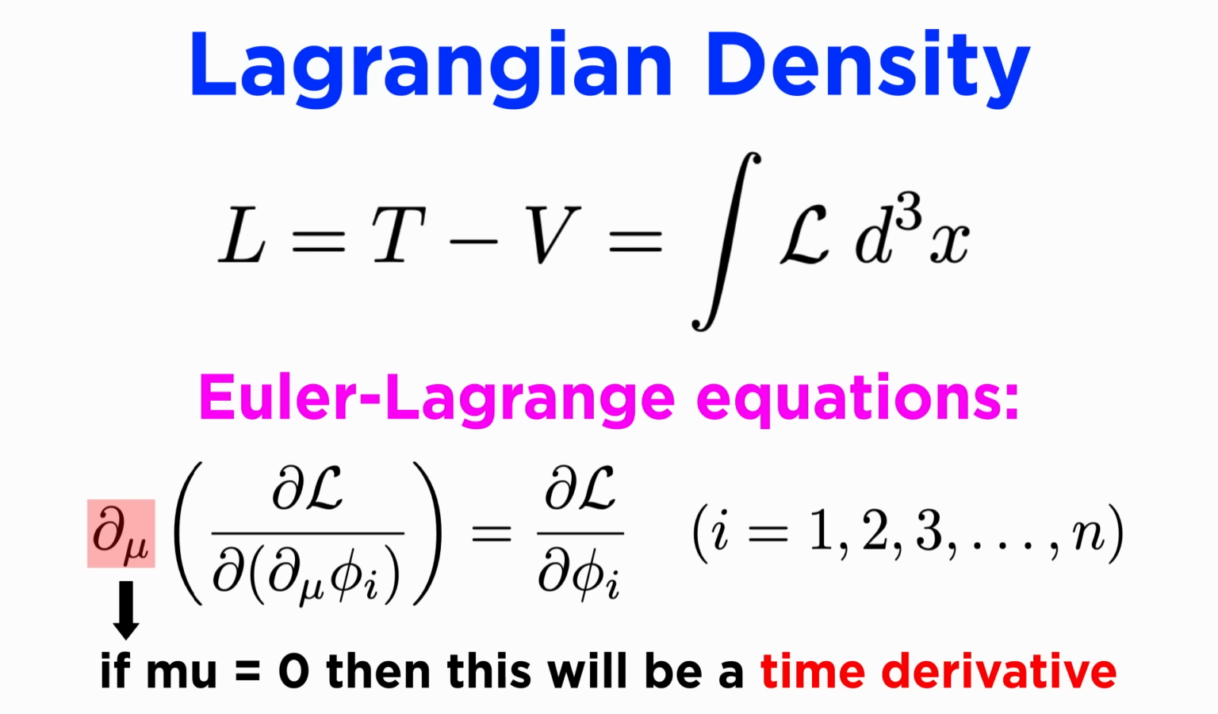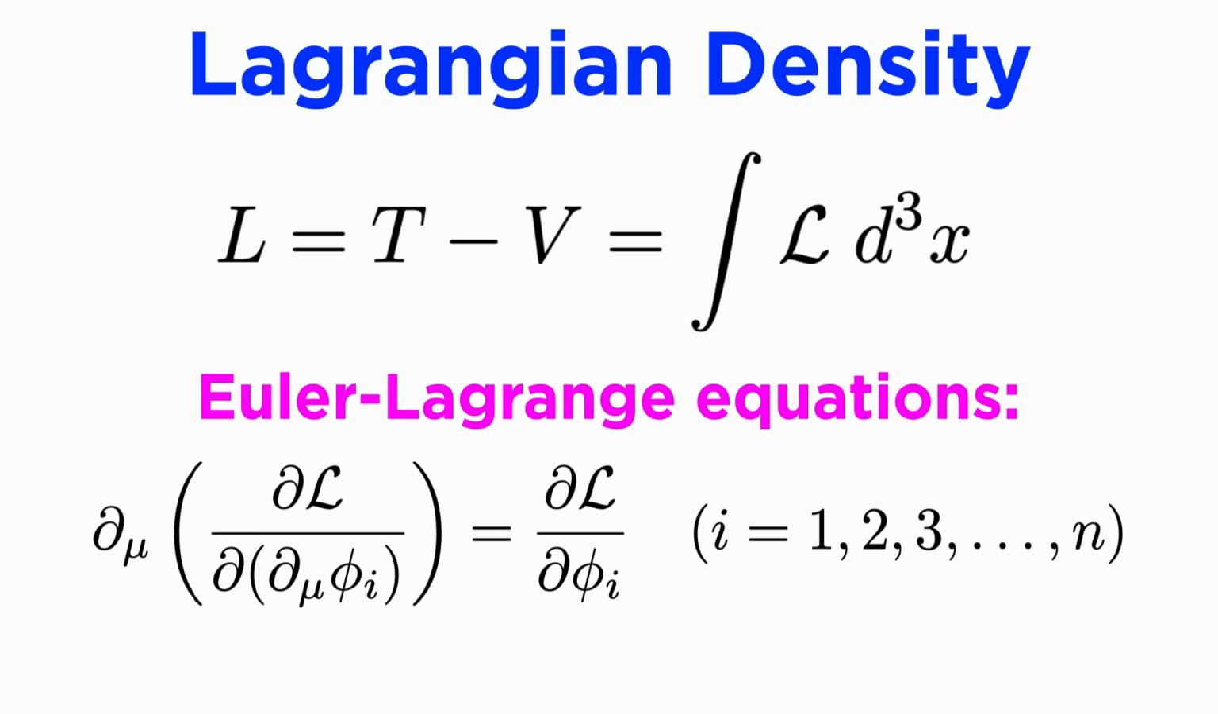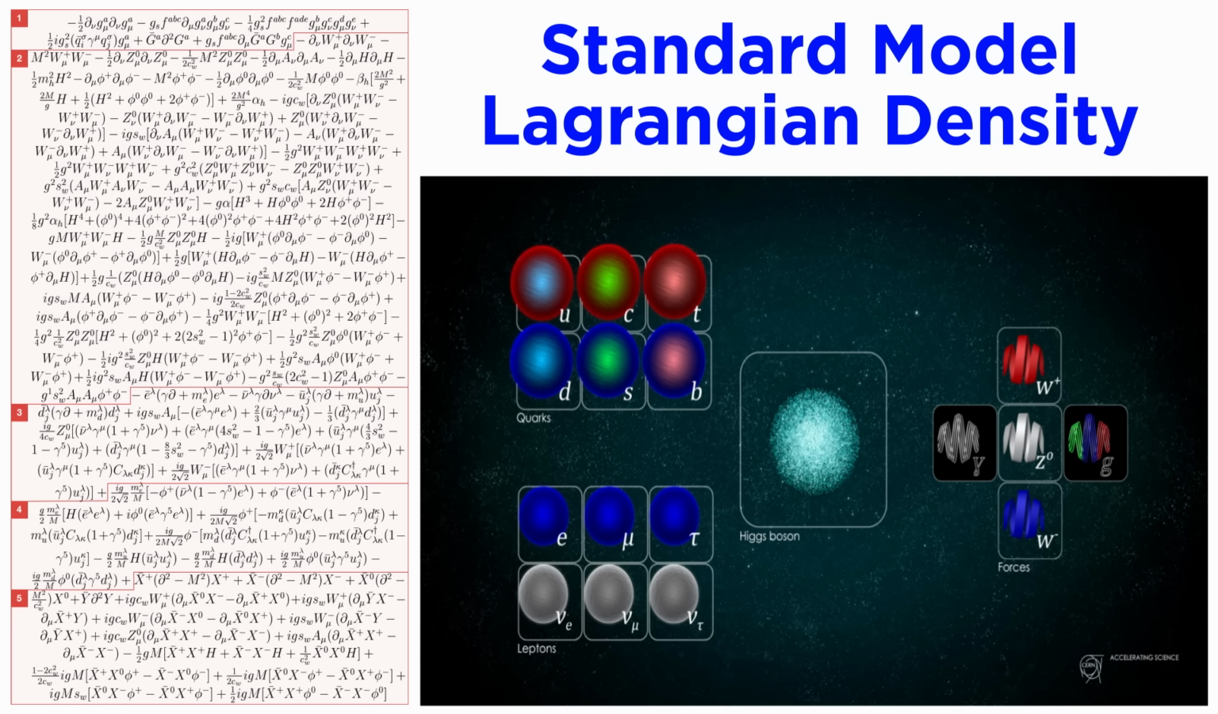If mu can only equal 0, the time derivative, this looks very much like the classical version. However, we must account for all of spacetime, so mu can equal 0 for the time derivative, and then 1, 2, or 3 for the 3 spatial dimensions x, y, and z. Now that we know what a Lagrangian density is and why it's useful in quantum field theories, let's look back at the standard model Lagrangian density.